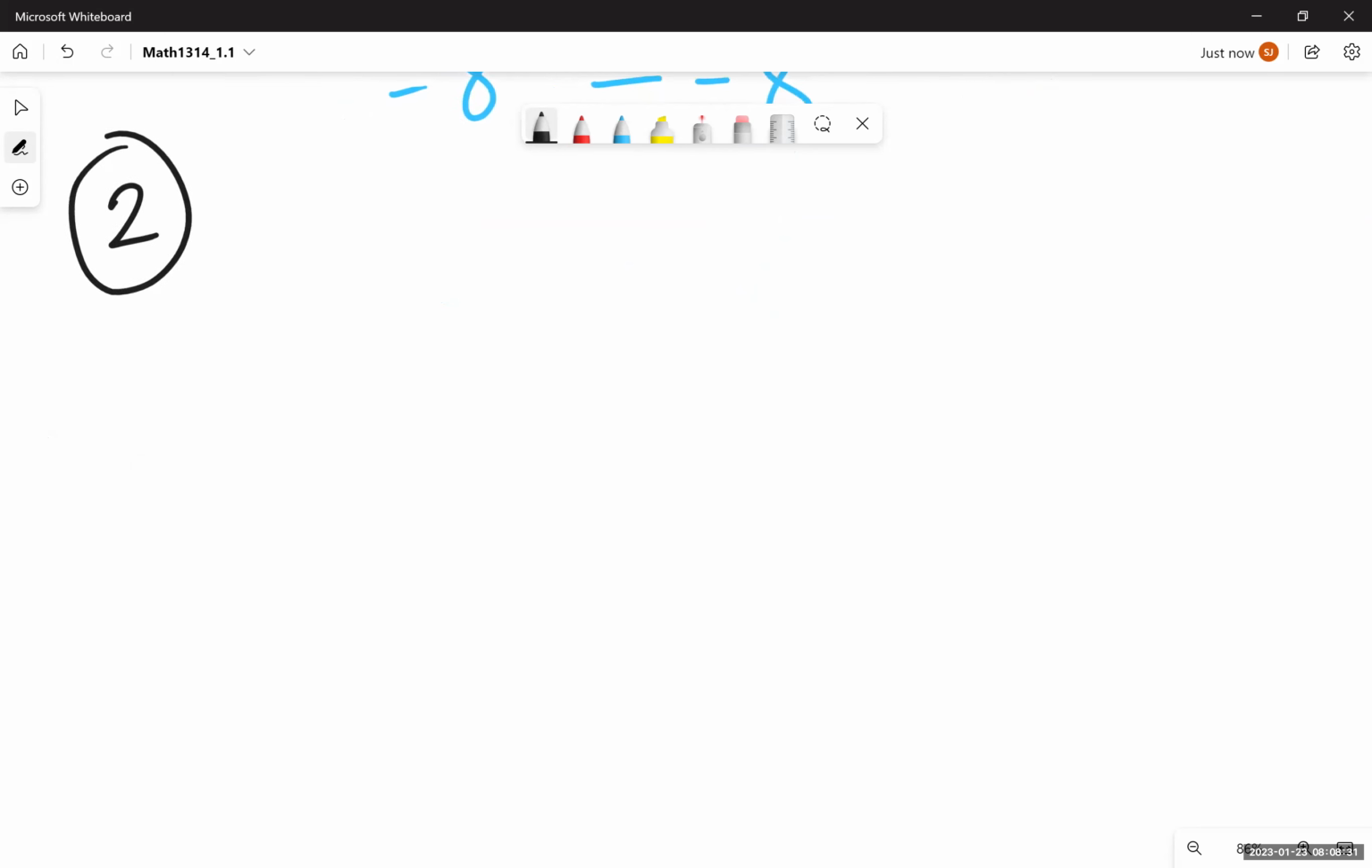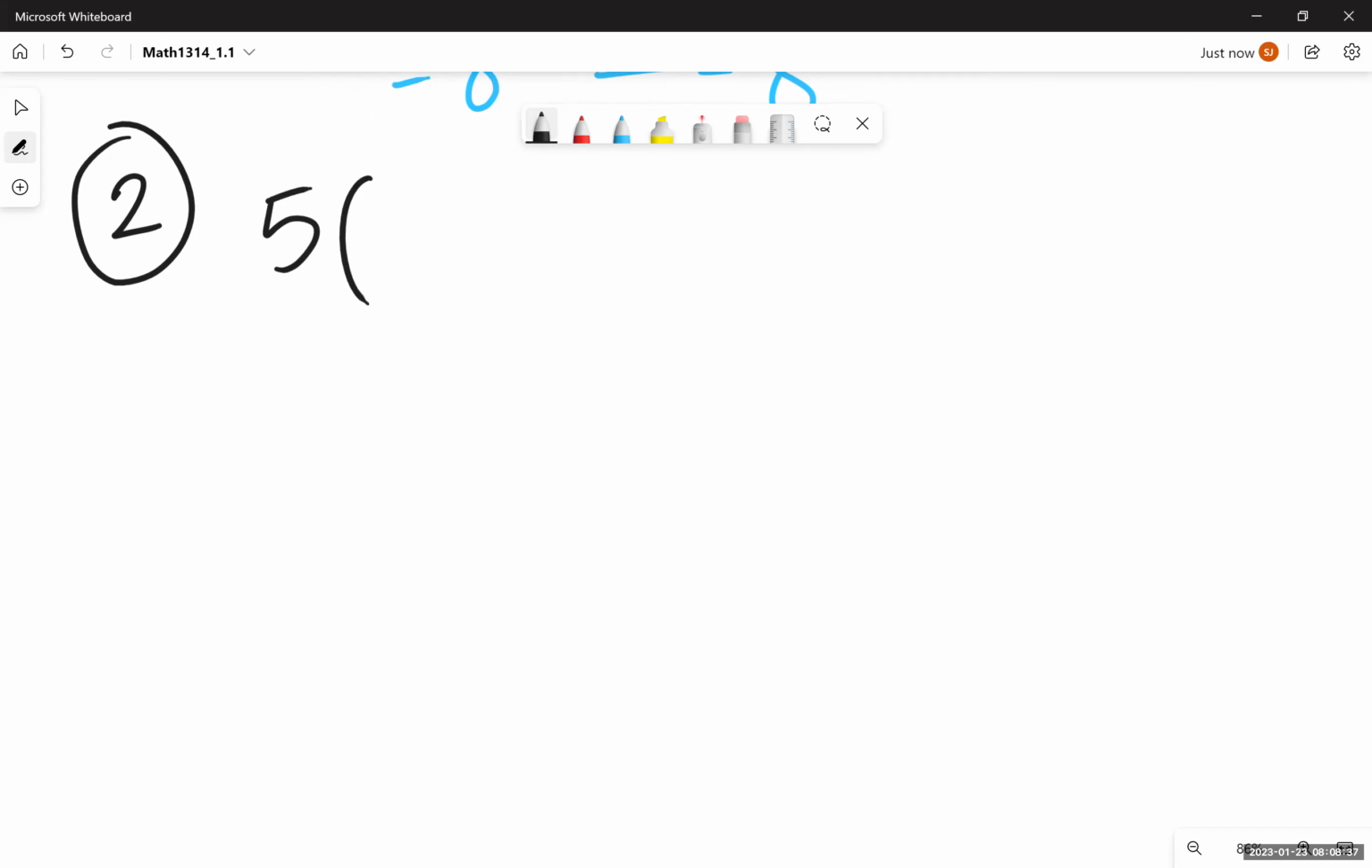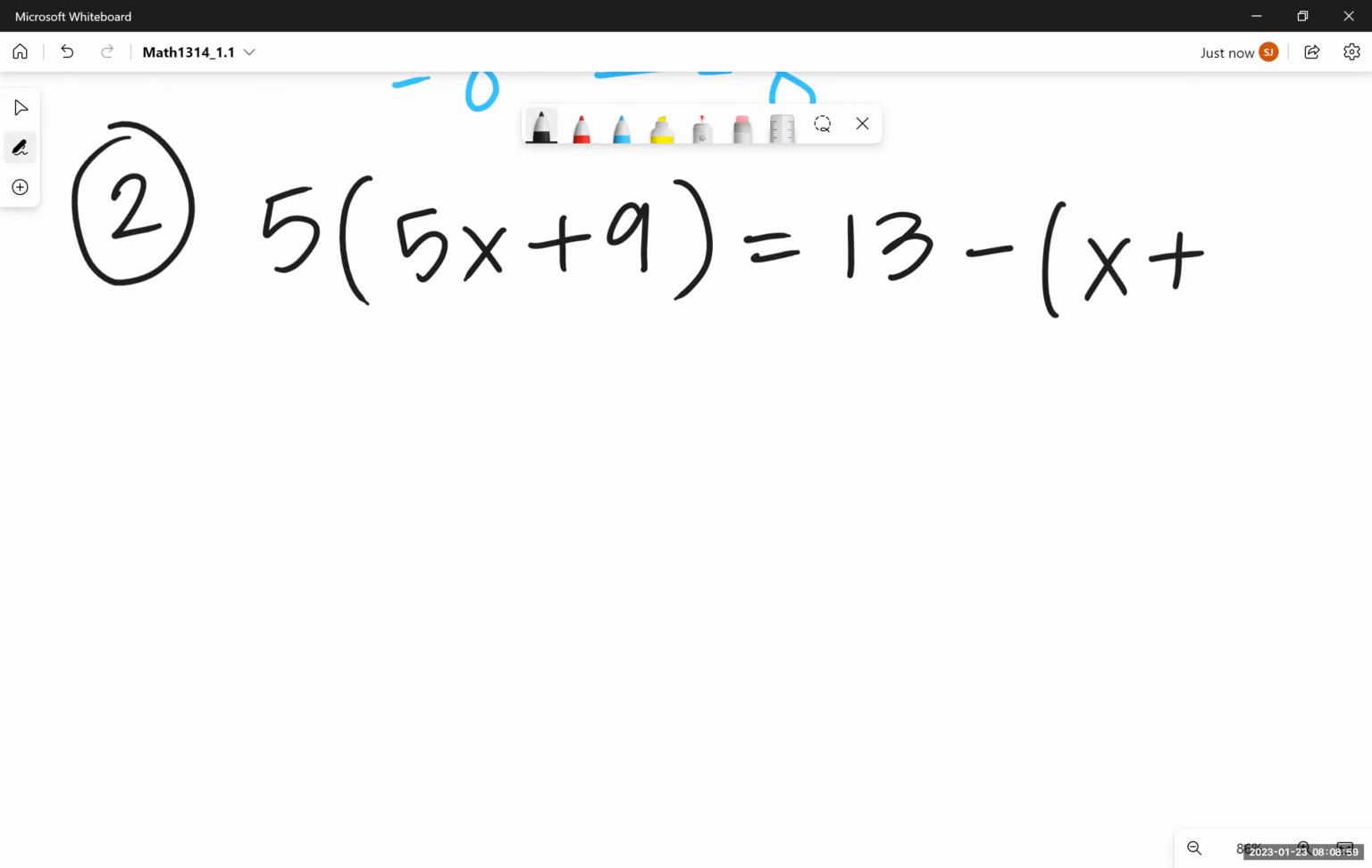It is 5, open parentheses, 5x plus 9, close parentheses, equals 13. And then we're going to do a minus sign, and then open parentheses again, and we're going to do x plus 7.